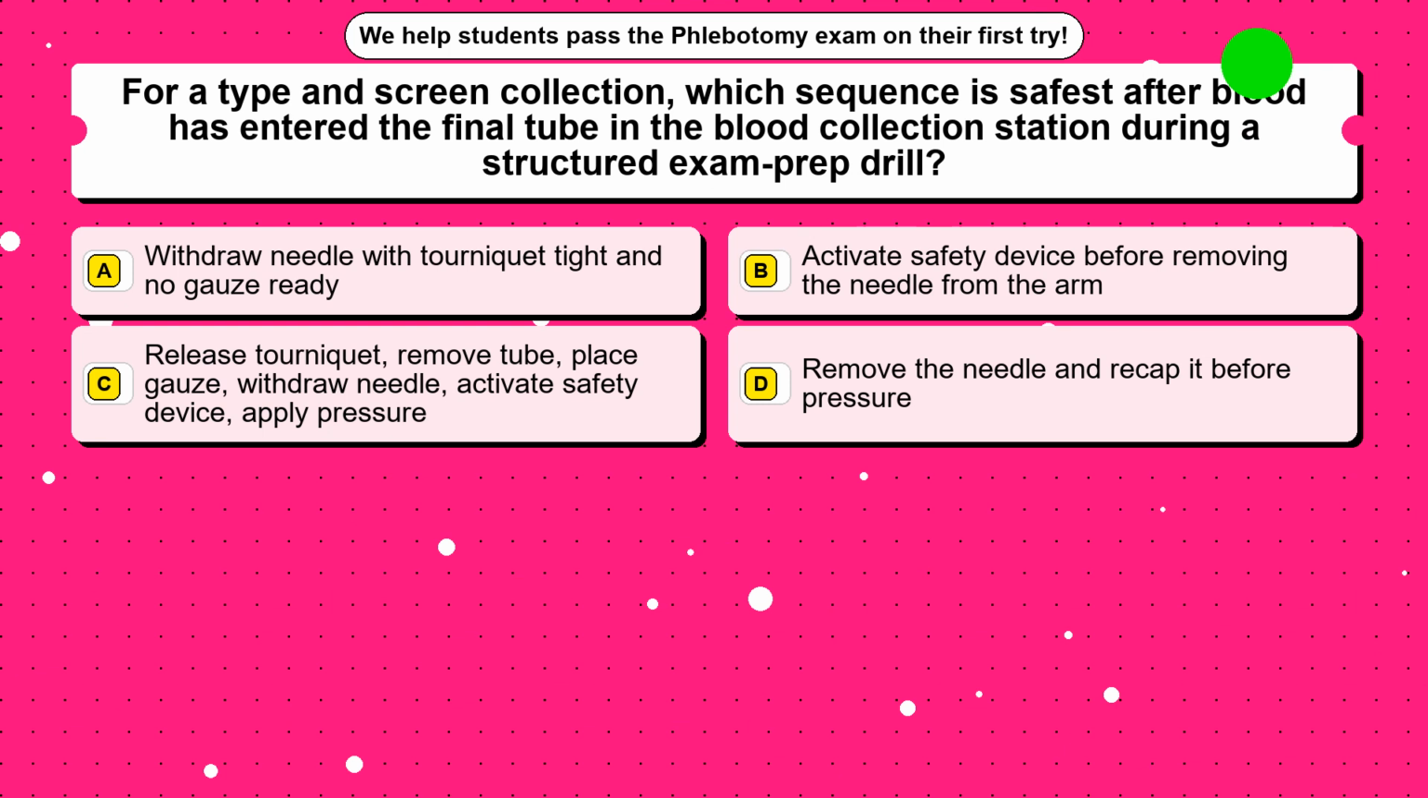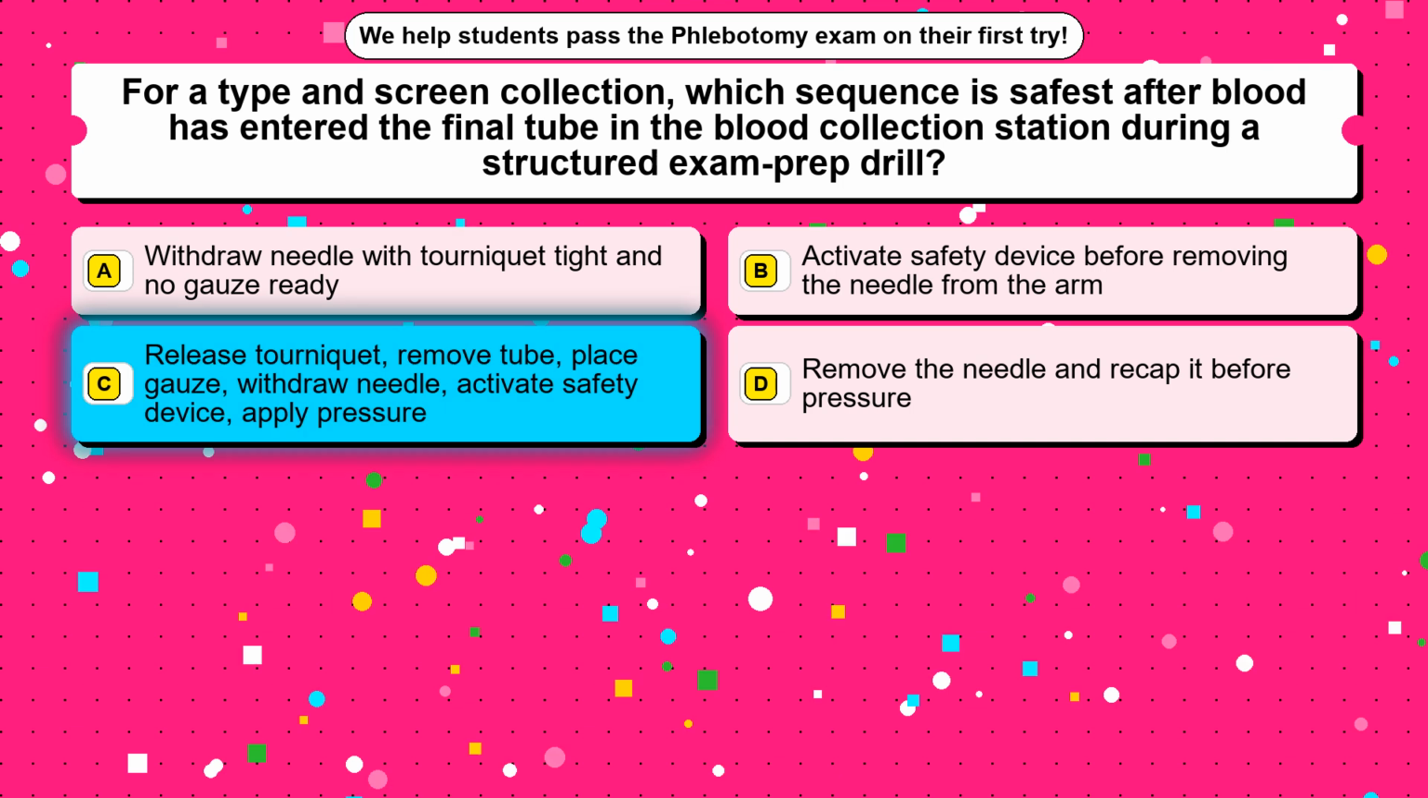Question 66. For a type and screen collection, which sequence is safest after blood has entered the final tube in the blood collection station during a structured exam prep drill? Option A, withdraw needle with tourniquet tight and no gauze ready. Option B, activate safety device before removing the needle from the arm. Option C, release tourniquet, remove tube, place gauze, withdraw needle, activate safety device, apply pressure. Option D, remove the needle and recap it before pressure.